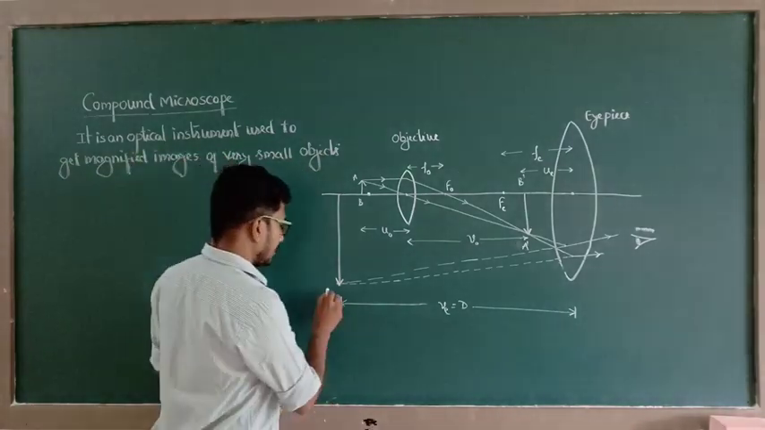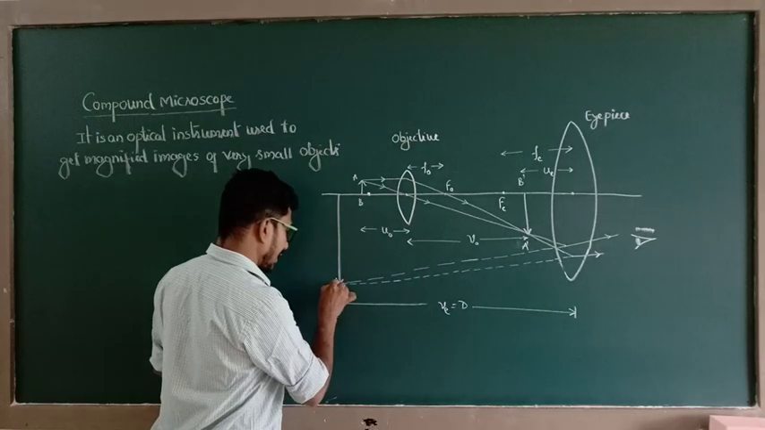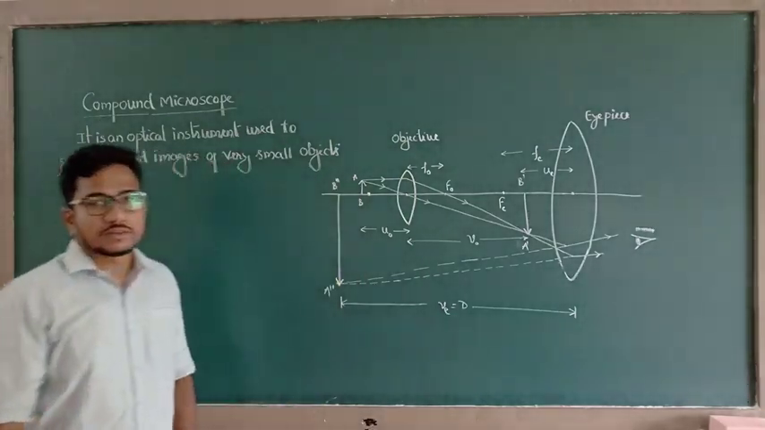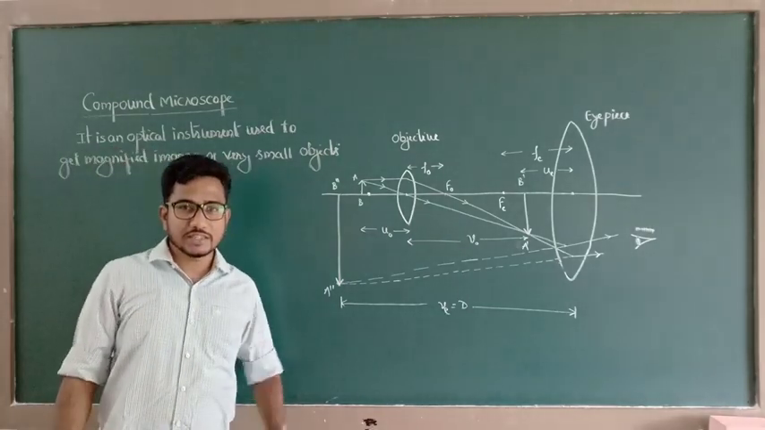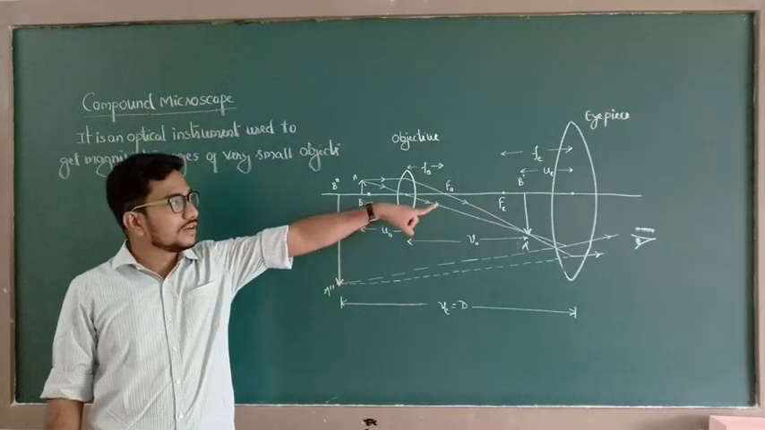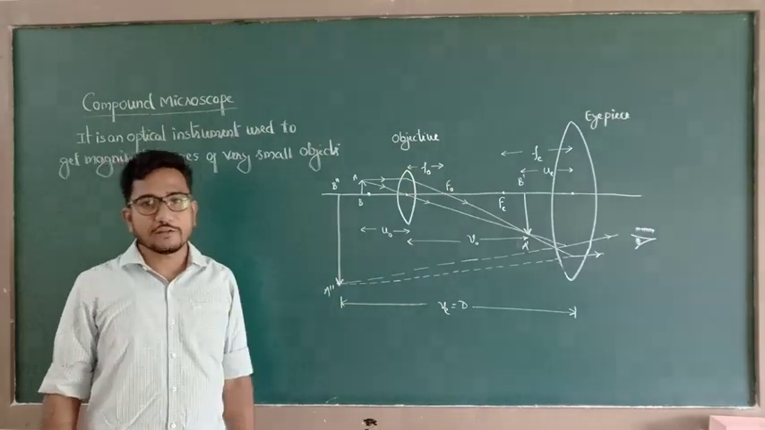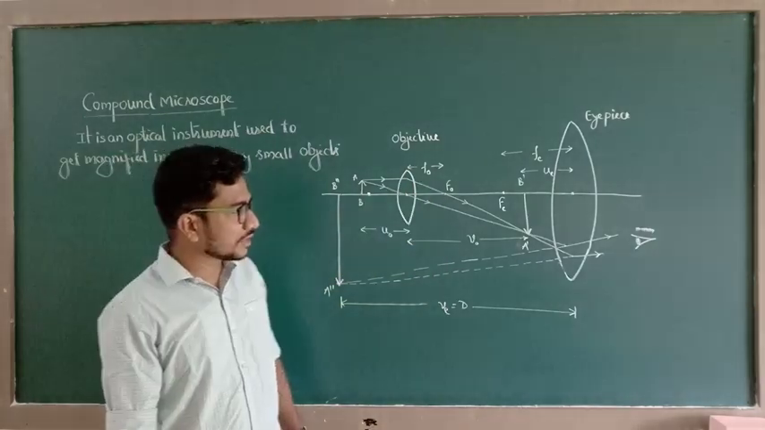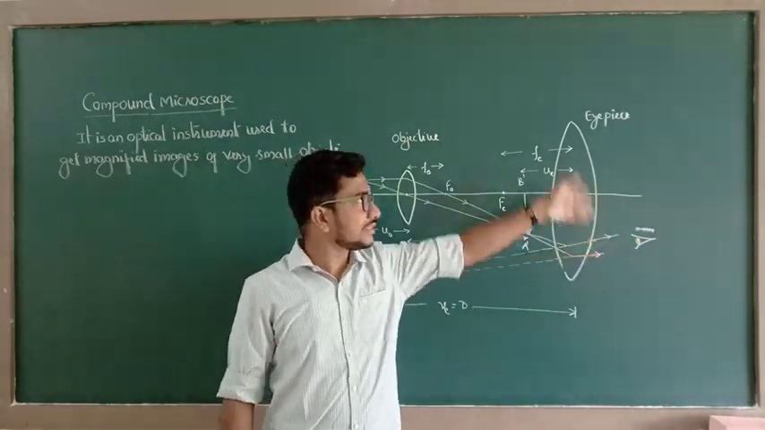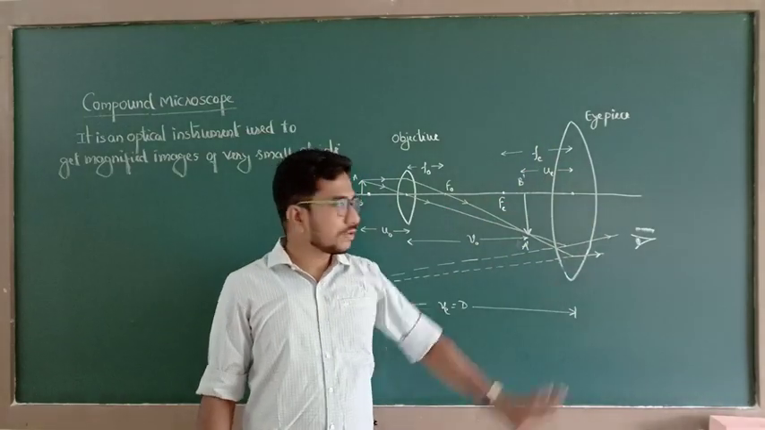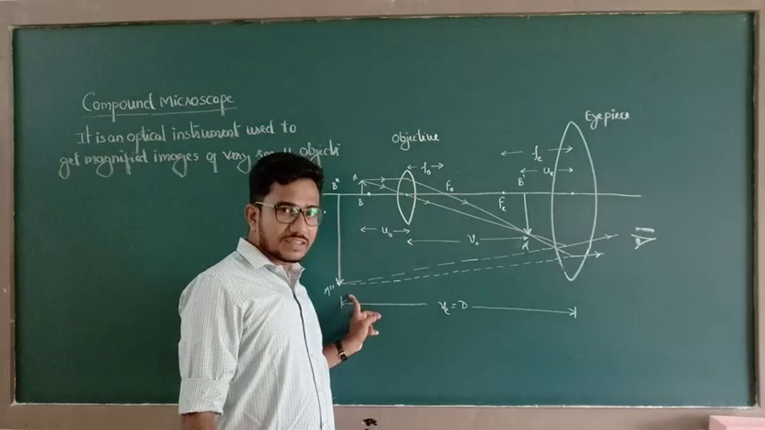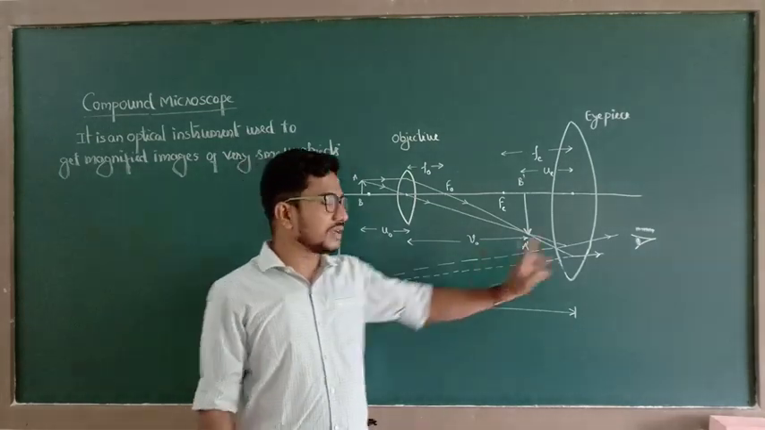So here, let us name the final image as A double dash B double dash. So A double dash B double dash is our final image, which lies at the least distance of distinct vision from the optical center of the eyepiece. In some textbooks they write from the eye, because there is a negligible distance between the eye and the eyepiece. So they use the term eye. So the final image lies at the least distance of distinct vision from the eye.